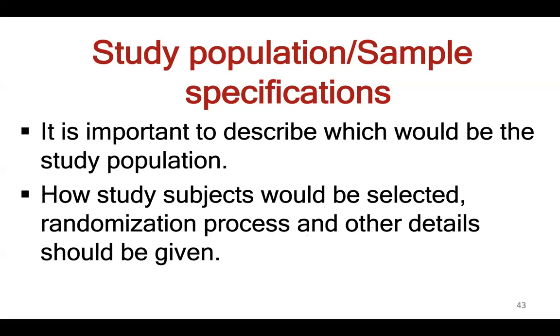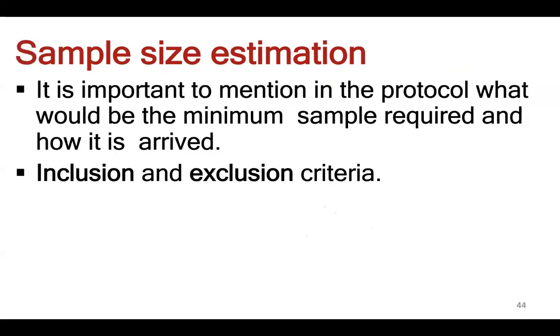Said, okay, I'm just going to pick this one. So probably these are not going to be your friends. These are not going to be your colleagues or anything. Okay, so you have to give us how are you going to do that. It's not supposed to be biased. Also, you have to give us a sample size estimation.